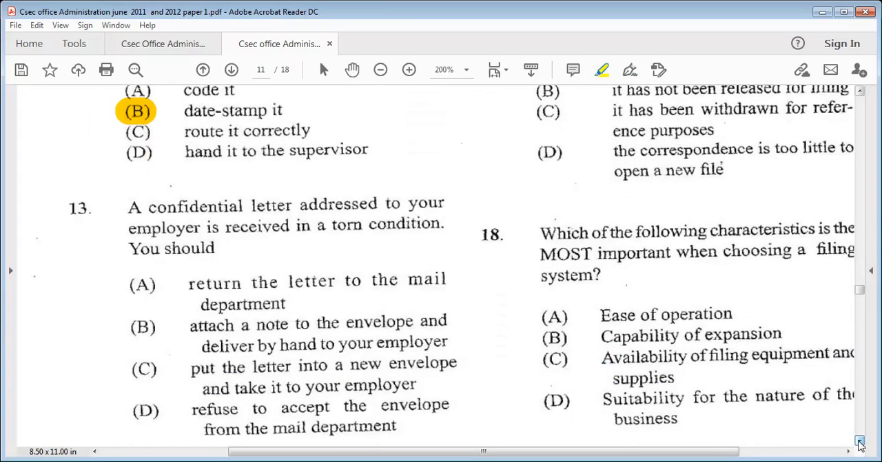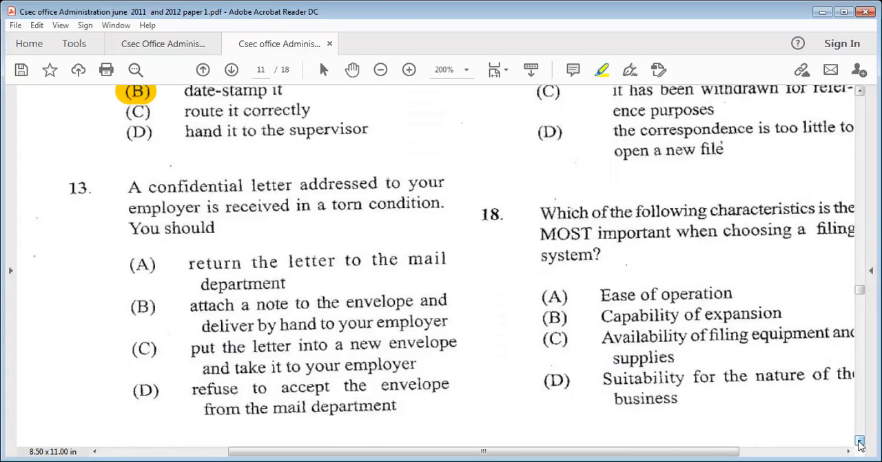Let's go on to question number 13. A confidential letter addressed to your employer is received in a torn condition. You should A. Return the letter to the mail department. B. Attach a note to the envelope and deliver by hand to your employer. C. Put the letter into a new envelope and take it to your employer. Or D. Refuse to accept the envelope from the mail department.